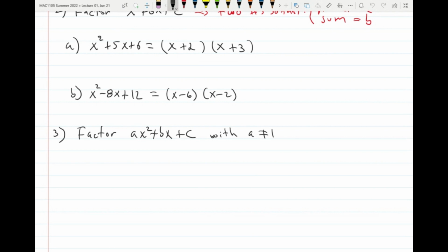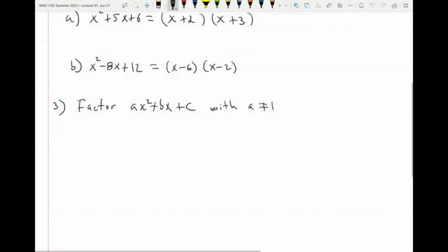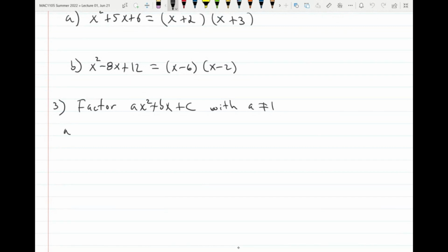Which one do you want me to explain? Because I don't have time to explain both. So which one do you want me to explain right now? So AC, because AC is super easy to follow, right? The trial and error, you need to know what you're doing. Okay, so I'm going to do this with an example. So let's do 2x squared plus 7x plus 3. Okay, so here's what we do.